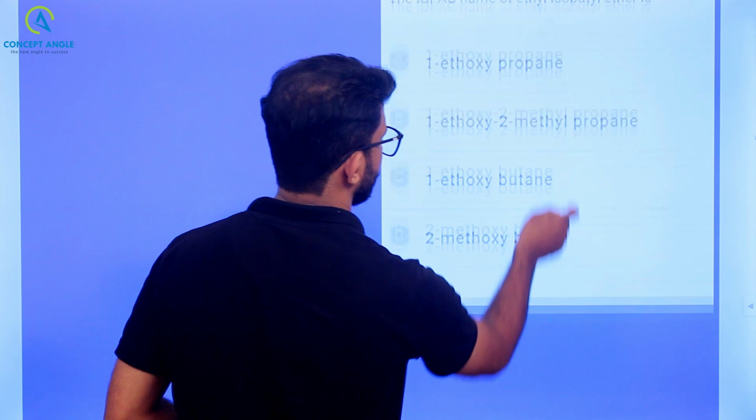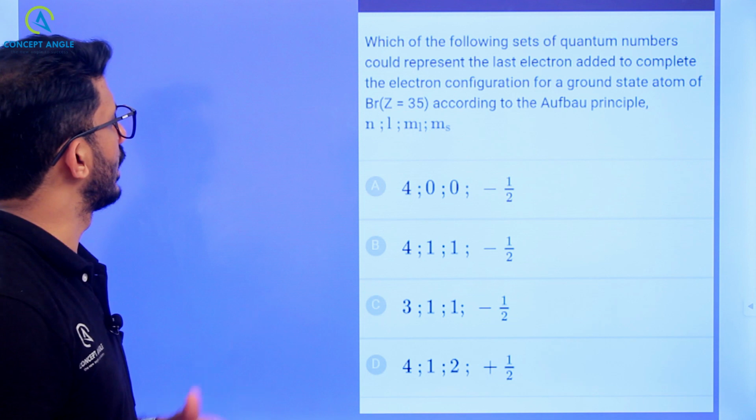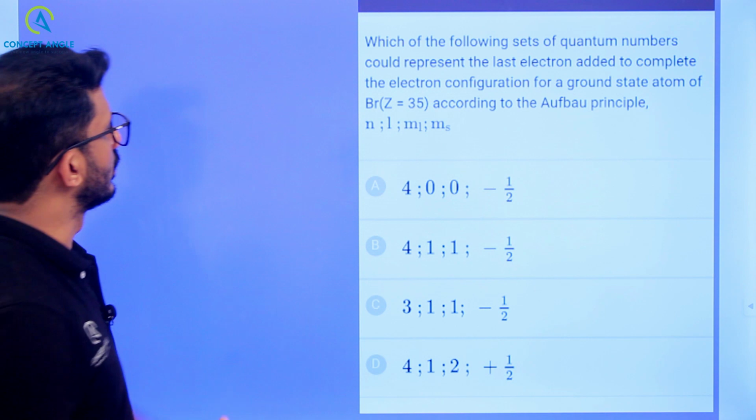This is question number 17. Which of the following sets of quantum numbers could represent the last electron added to the complete electronic configuration of a ground state atom of bromine, atomic number 35, according to the Aufbau principle? So we need the principal quantum number.